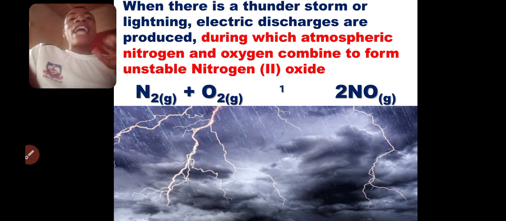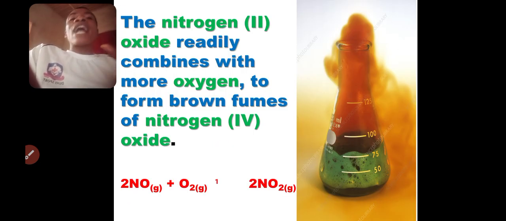However, in the presence of lightning or thunderstorm, sufficient voltage will be produced to make nitrogen react with oxygen, and in that process nitrogen(II) oxide, NO, is formed. And this NO, we have been told in previous videos that it is a colorless gas that has strong affinity for oxygen, and when it reacts with oxygen it forms nitrogen(IV) oxide, which is a reddish brown gas. As you can see on the screen, these are fumes of nitrogen(IV) oxide.